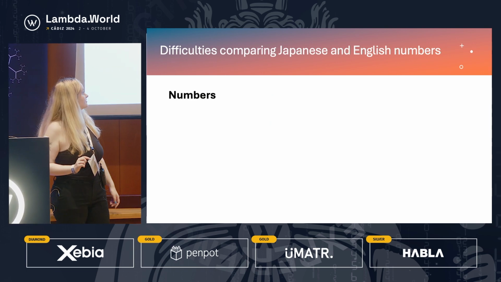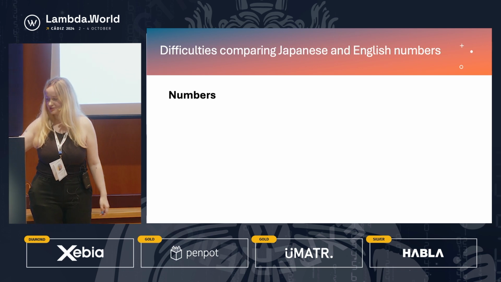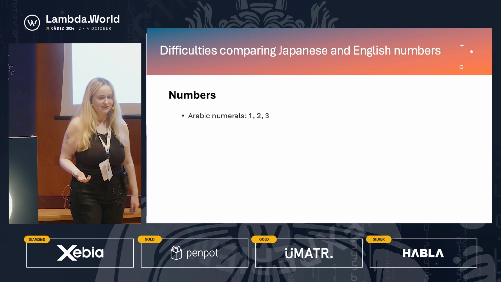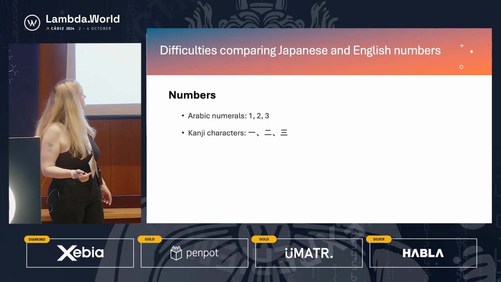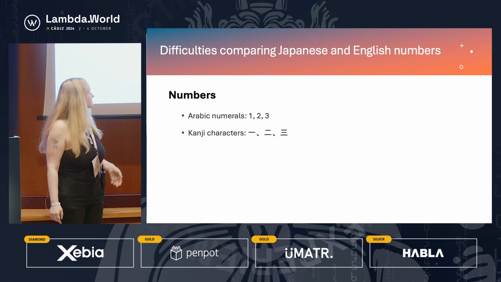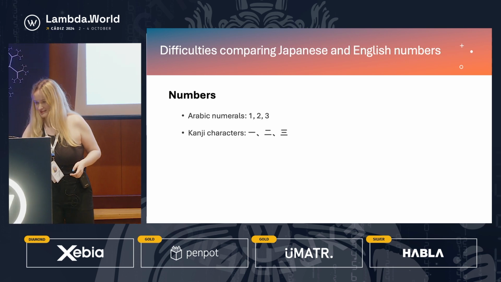And the third difference is just numbers themselves. So there's various ways in which numbers can be expressed in Japanese text. The first way would just be Arabic numerals. That's a perfectly valid way of expressing a number in Japanese text. The second would be kanji, which is Chinese characters. So here we have 1, 2, 3. Conveniently, they look a lot like what they represent, but sadly after that, that's not the case.